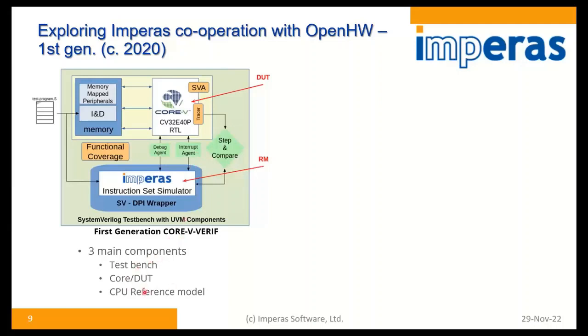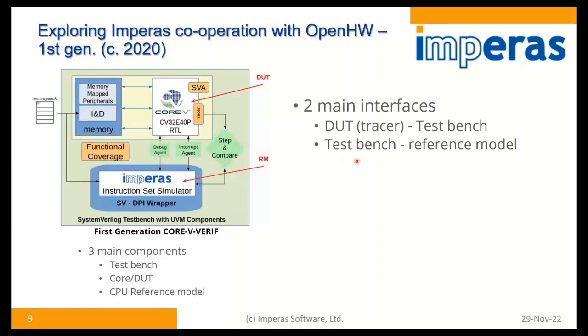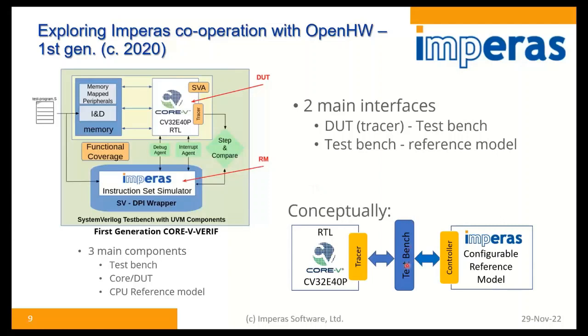And we can see there are really three main components in here. There's the test bench itself, there's the core, and then there's a reference model. Those are the three things. And there are different interfaces that are required. There's one which is the interface between the design under test and the test bench. And then there's the test bench to the reference model as well. So there are two different interfaces. And we can conceptually think about this as the reference model, tracer, the test bench, and the controller.